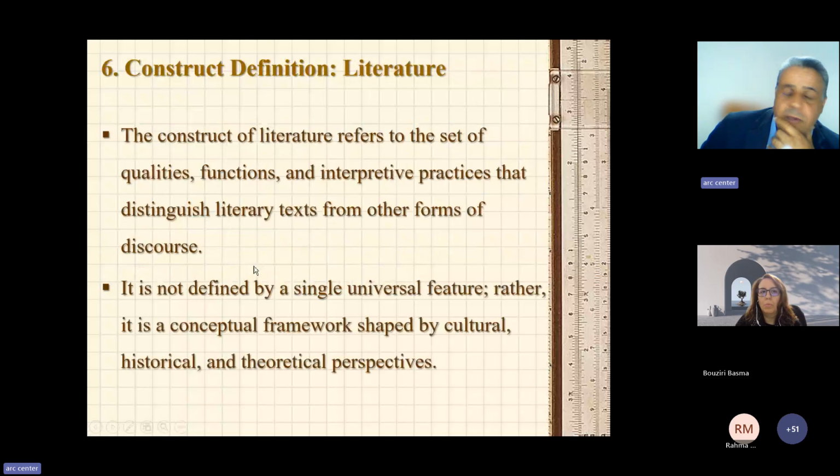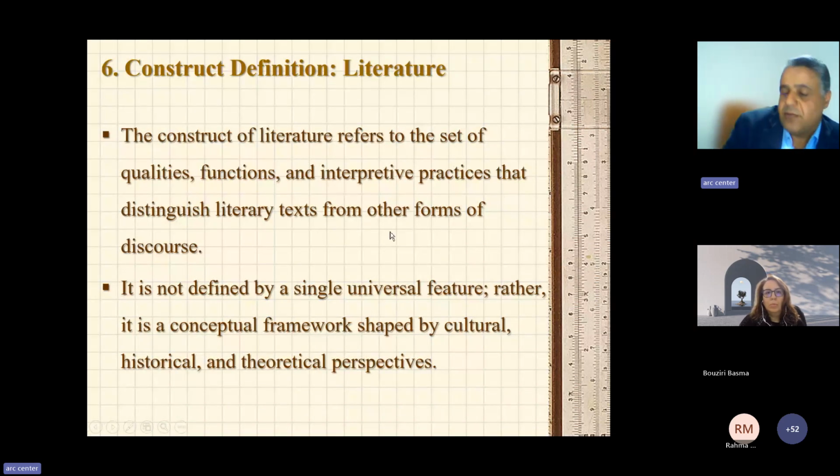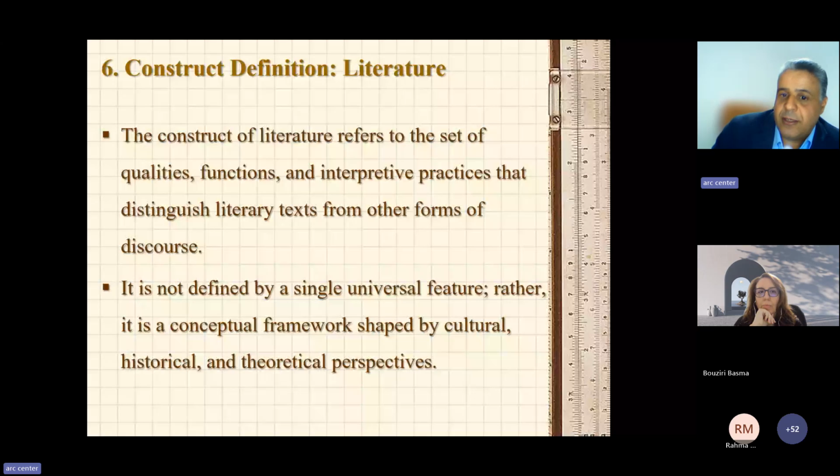I will conclude with literature. The definition of construct in literature: if you talk about the construct of literature, it refers to a set of qualities, functions, and interpretive practices that distinguish literary text from other forms of discourse. By definition, literature is different from other types of discourse. It is not defined by a single universal feature. It is more subjective. It is a conceptual framework shaped by cultural, historical, and theoretical perspectives. So we are dealing with another type of discourse that is subjective, and this is part of the definition of the construct itself.